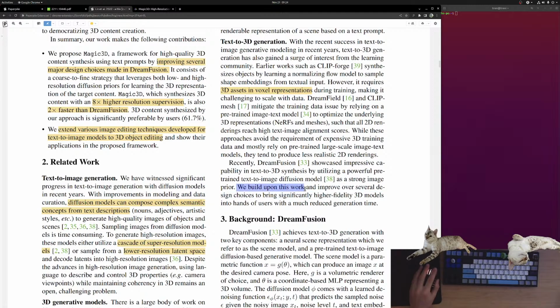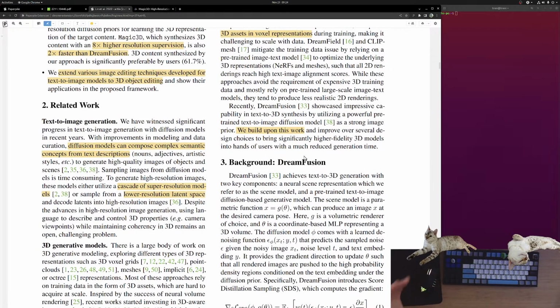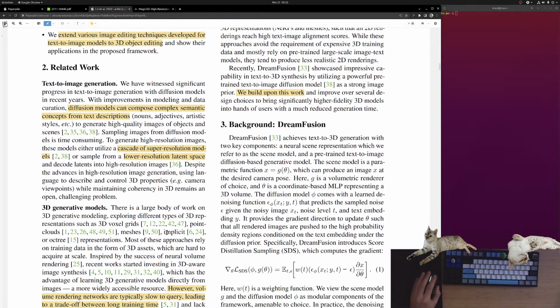We build upon this work. So I think that's why they keep referencing Dream Fusion here, is because they do want to credit the Dream Fusion team with coming up with the main ideas, and all they did here is they just applied the NVIDIA secret sauce rather than Dream Fusion, which was limited to kind of what they had available at Google, and so on. Yeah, they even have a separate background section specifically for Dream Fusion.